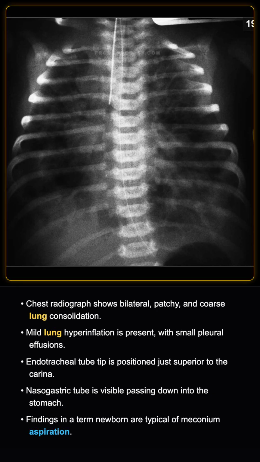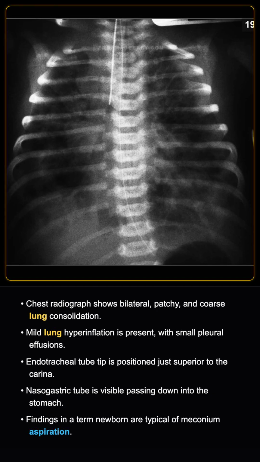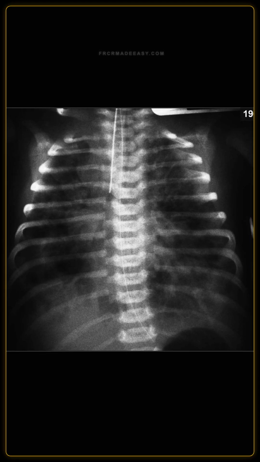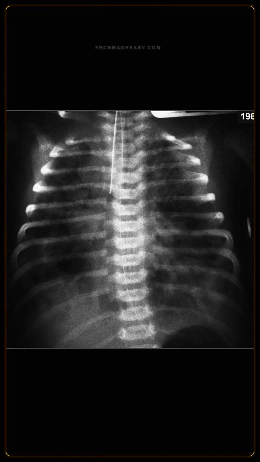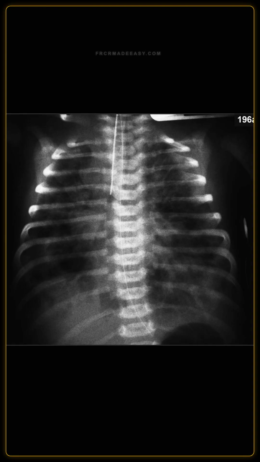These findings in a term infant are typical of meconium aspiration syndrome. What is the pathophysiology of meconium aspiration syndrome, and what are its potential air leak complications?